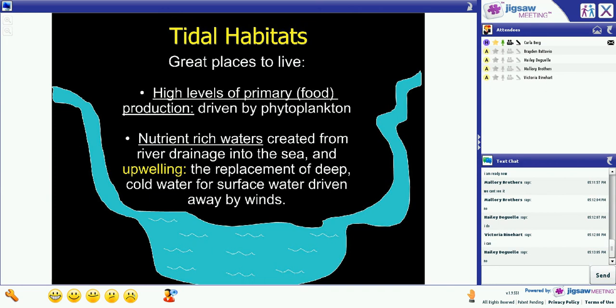Tidal habitats are great places for organisms to live. There is lots of food. It says a high level of primary food production. Now go ahead and take a look out a window near where you are sitting. Out your window, you probably see grass or trees, bushes, a garden. What you are seeing are organisms that use photosynthesis to make food.